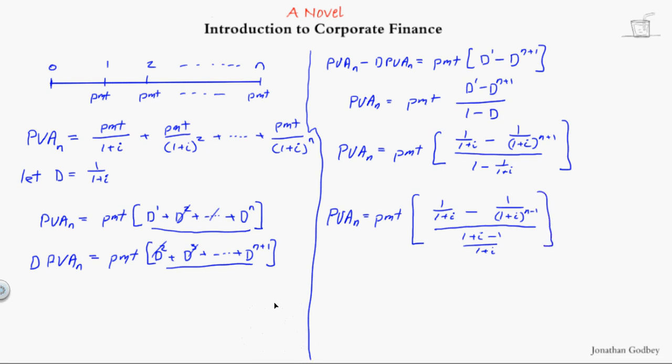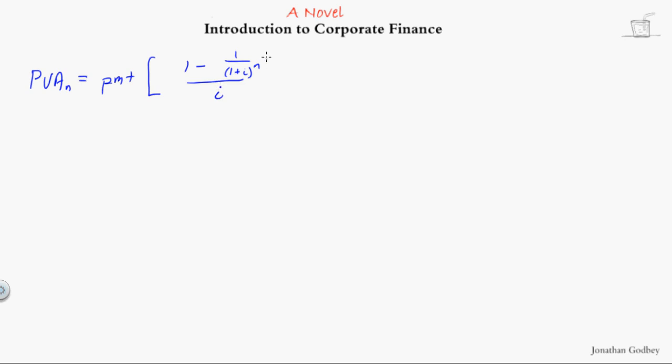Alright, and I'm going to skip up here to the final step, and at the end of the day the present value of the annuity with n years is going to be equal to the following: the payment times 1 minus 1 over 1 plus I to the n, all divided by I.